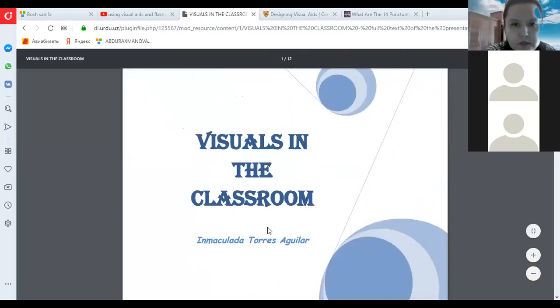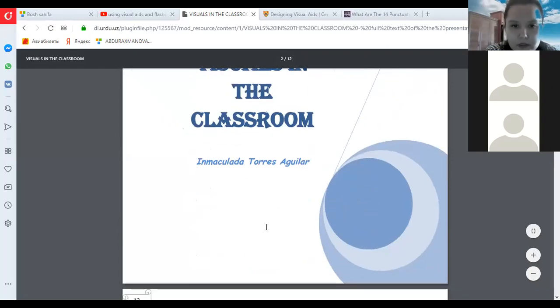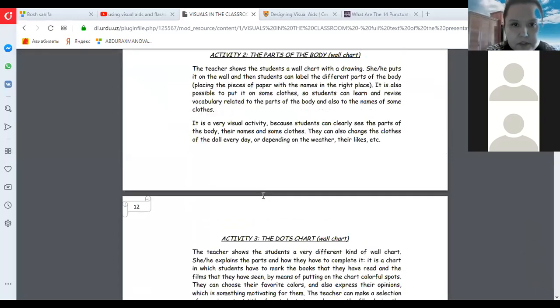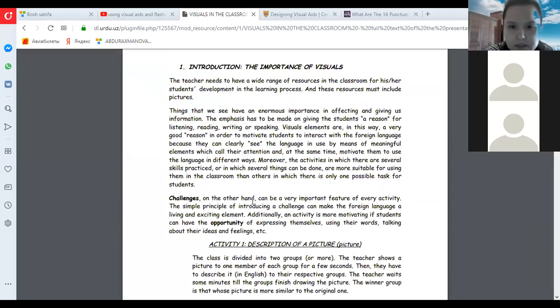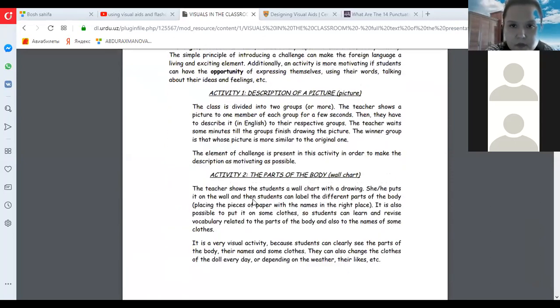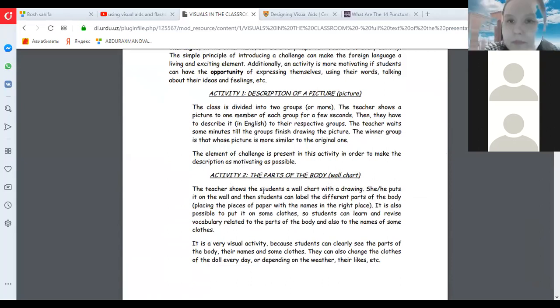Here, visuals in the classroom. Here, the first one. Introduction, the importance of visuals. And activity 1, description of a picture. So here you can see the class is divided into 2 groups. The teacher shows a picture to one member of each group for a few seconds. Then they have to describe it in English to their respective groups. The teacher waits some minutes till the groups finish drawing the picture.